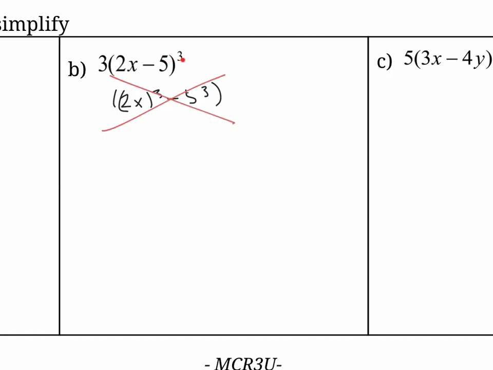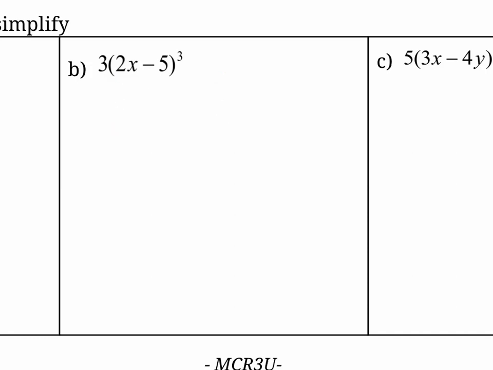We cannot distribute a squared, a cubed, a power of the 5. We cannot distribute an exponent into a binomial. So if you want to make me cry, that's the best way to do it. So we're going to change this up and we're going to write it out properly.